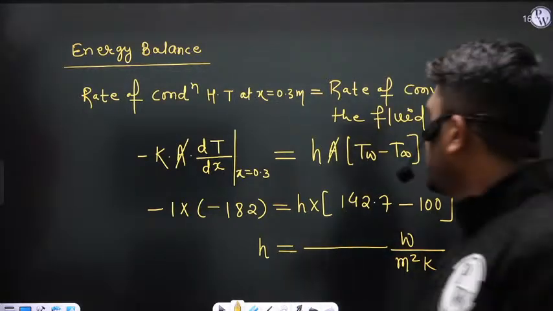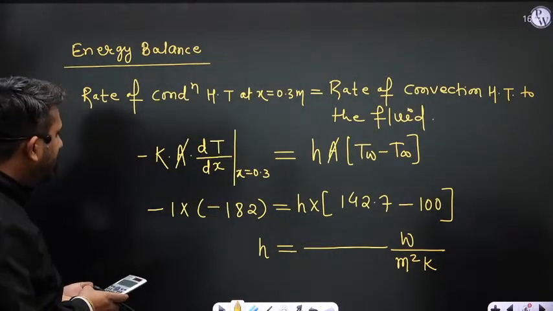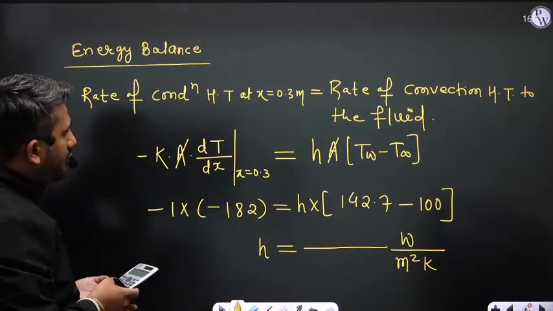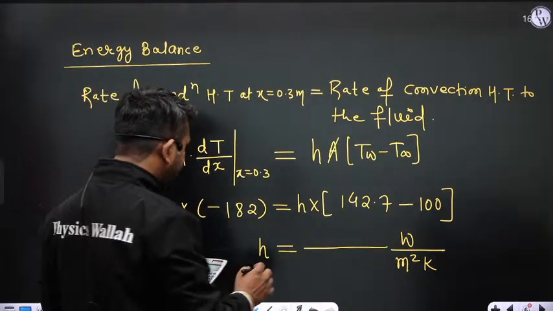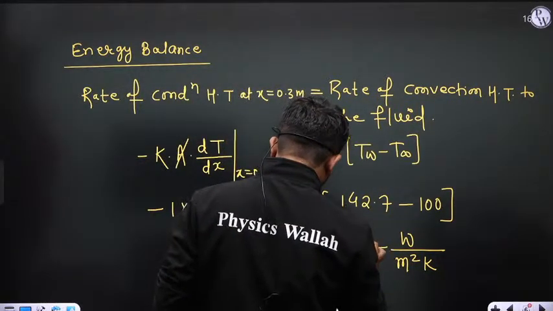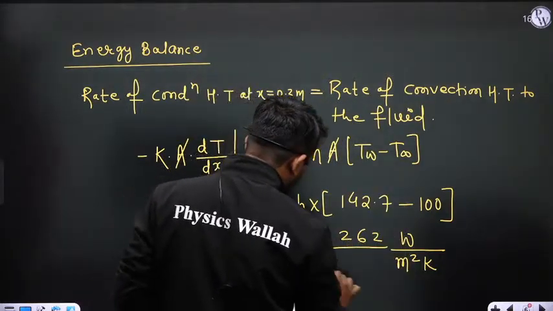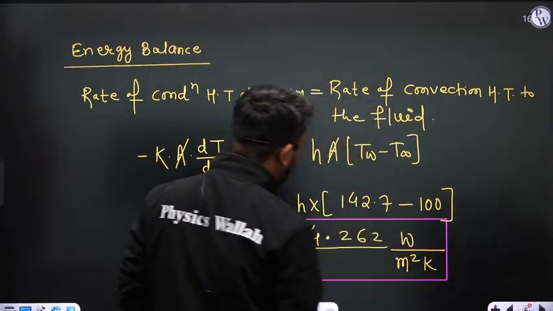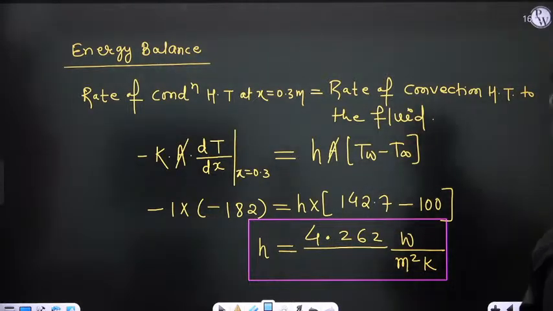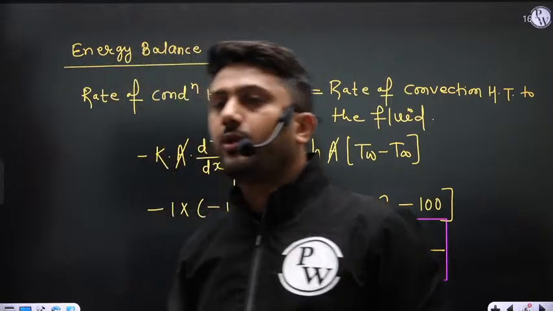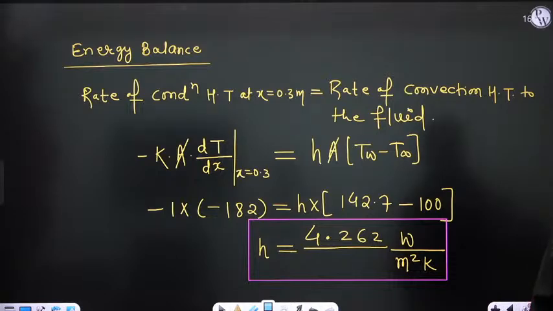So the value of h is, this is a simple calculation, 182 divided by 142.7 minus 100, so it is 42.7. So the value of h is 4.262 watt per meter square Kelvin. This is the value of h. Please cross check the calculation once.